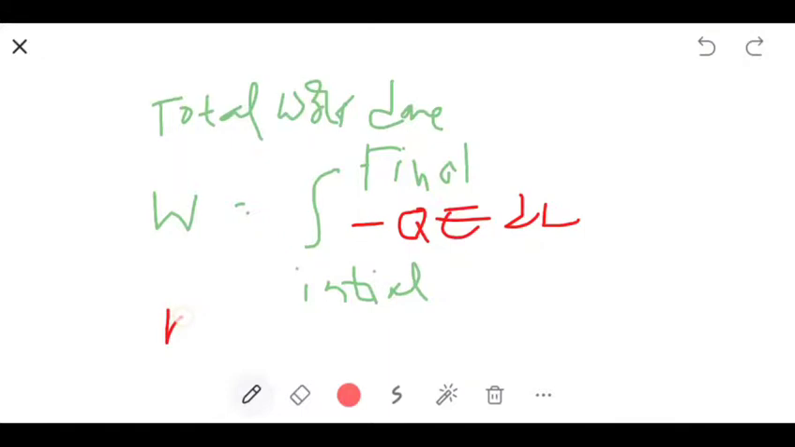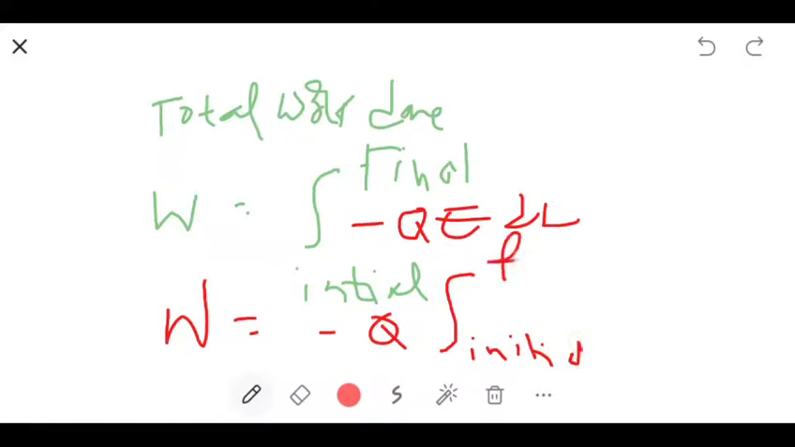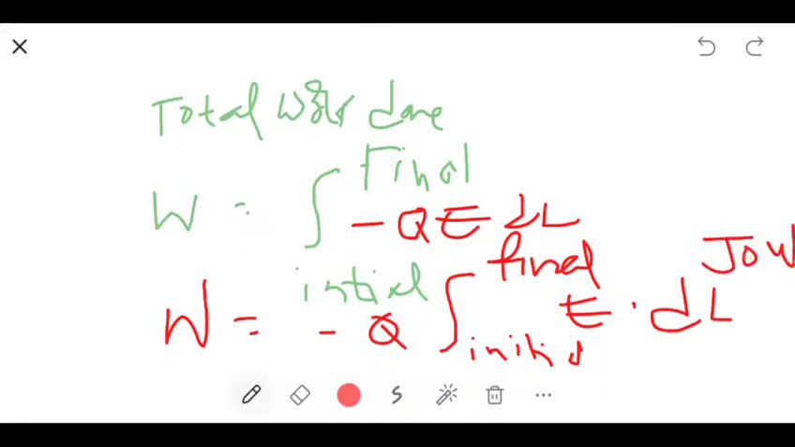Now what is the total work done? W equal to minus Q, since the charge is constant, times the integral from initial to final of E dot dl. The unit for work done is joule. You understand the total work done is minus Q integral initial to final E dot dl. To know the work done, we need the electric field intensity and the dot product with the distance moved.